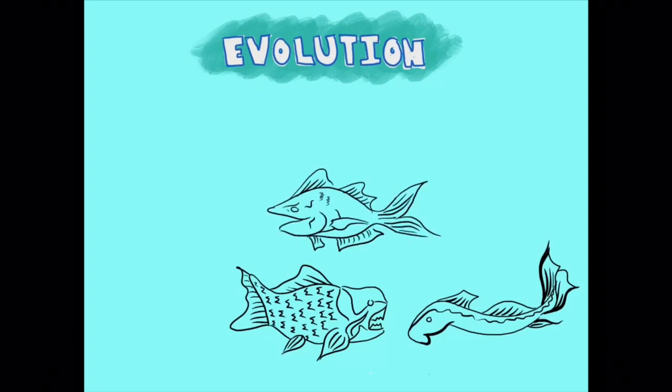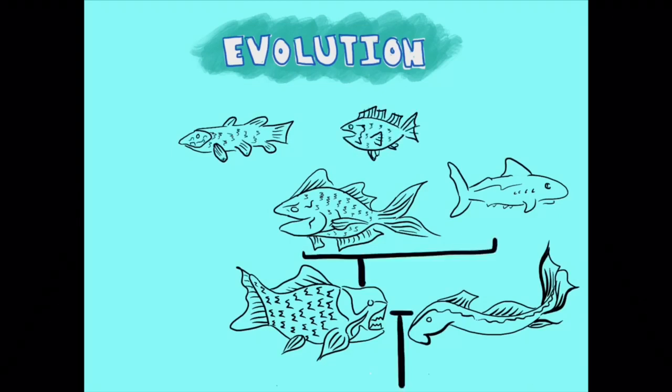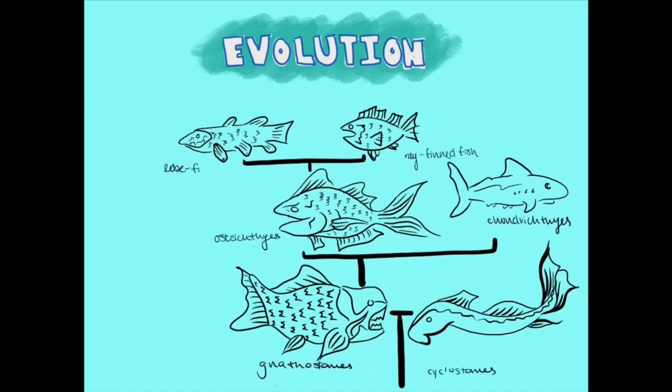During the late Ordovician period, fishes called gnathostomes arose. They possessed jaws and enameled scales. These fishes diversified into osteichthyes, which are bony fish, and chondrichthyes, which are sharks and rays. During the Devonian, osteichthyes then split into ray-finned fishes and lobe-finned fishes.